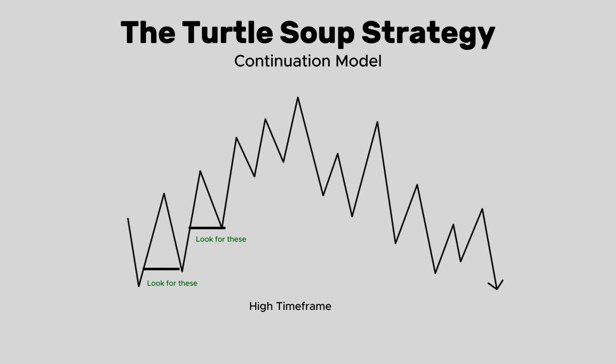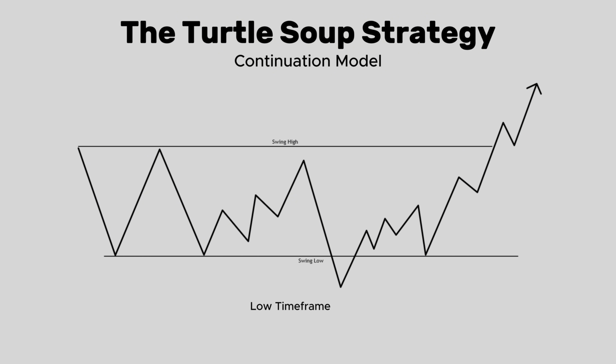What the continuation turtle soup model says is to look for liquidity sweeps to the downside in an uptrend. So for example, this is how this entire price action looks on a lower time frame. The start is from here to here. So the price first breaks the swing low with a wick and instantly recovers to the upside. Following the continuation turtle soup model, we now look for bullish points of interest to take the price to the highs, basically continuing the main trend, which is a bullish one.